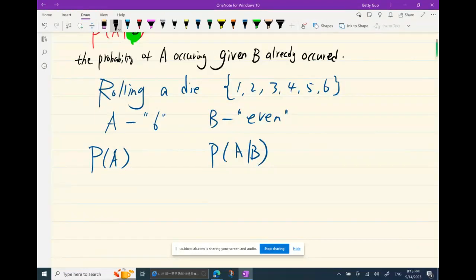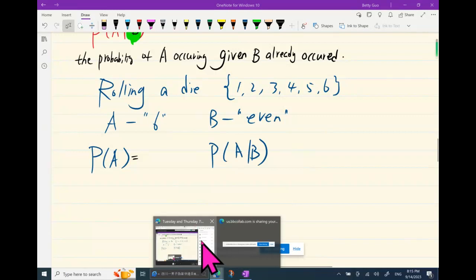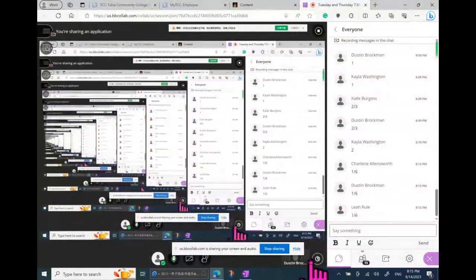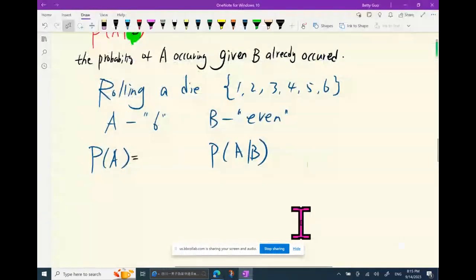Well, anyone can help me to find the probability of A? Roll a die and get a number 6. We should know that, very straightforward. What's the probability of getting a number 6? Perfect, awesome, 1/6, yeah. Awesome. And now let's consider this conditional probability.